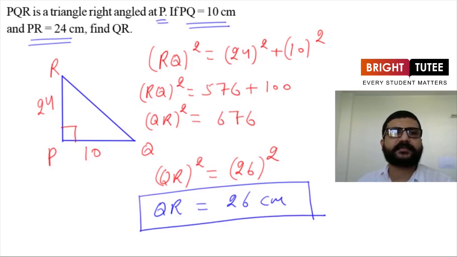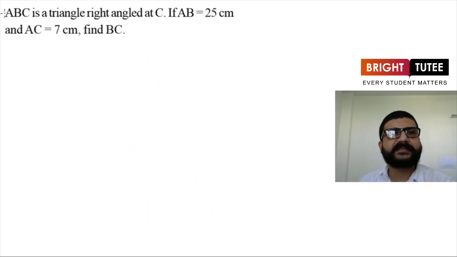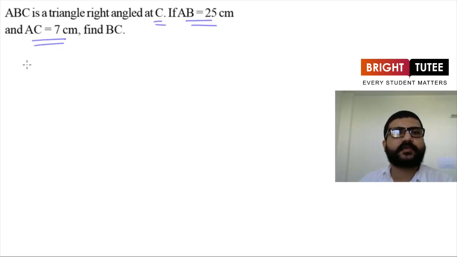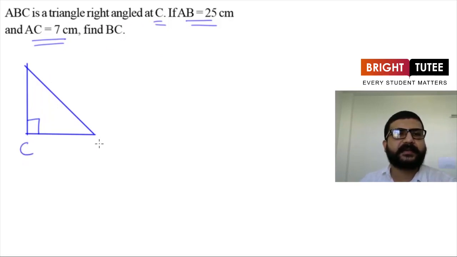Now let's see the next question. It is ABC is a triangle right angled at C. If AB is equal to 25 centimeters and AC is equal to 7 centimeters, find BC. So here also we have to draw one sketch for triangle ABC. So it will be like this. So here it is a right angle triangle which is right angled at this vertex. And it is given that the triangle is right angled at C. So let's take this vertex as C, this one as A and this one as B.